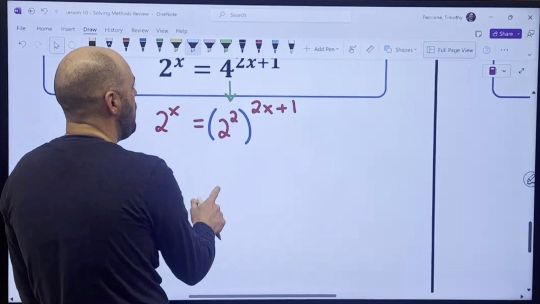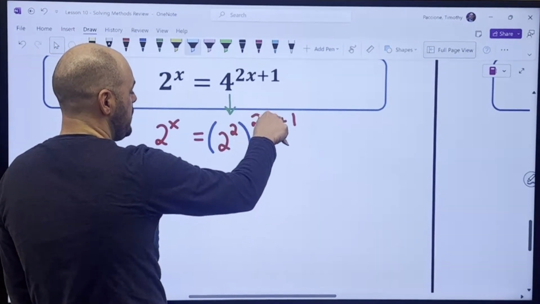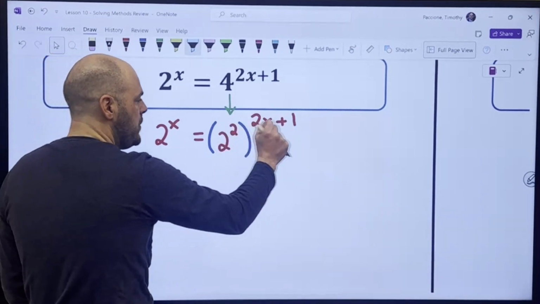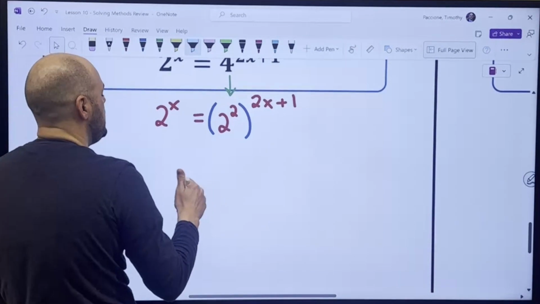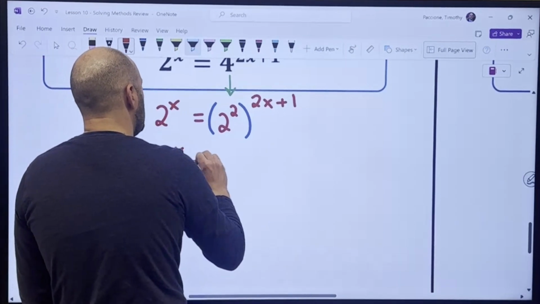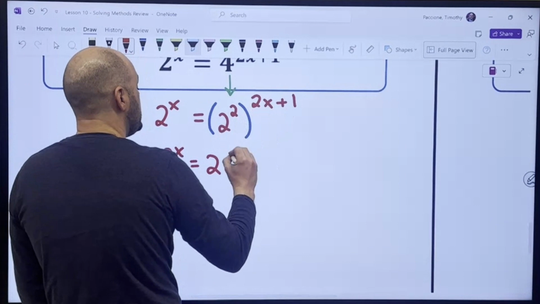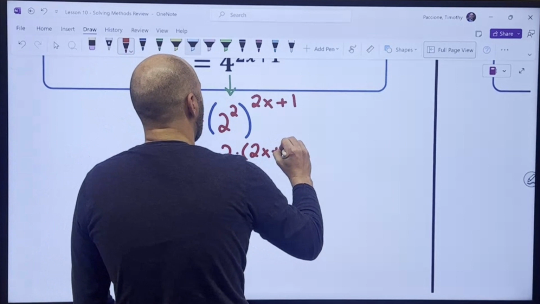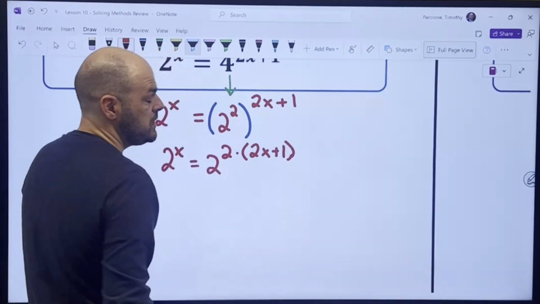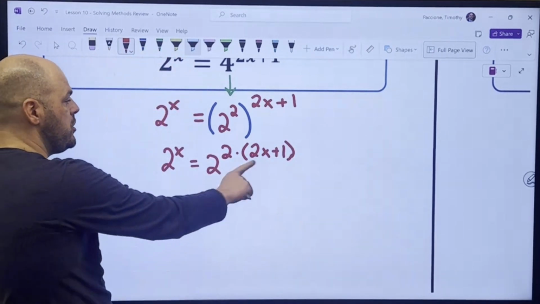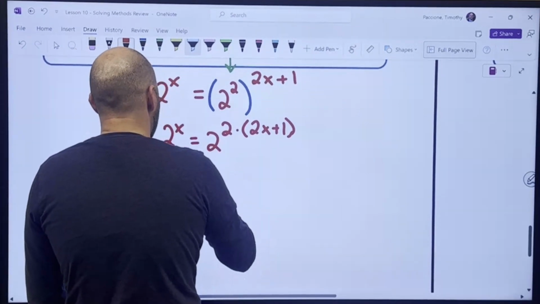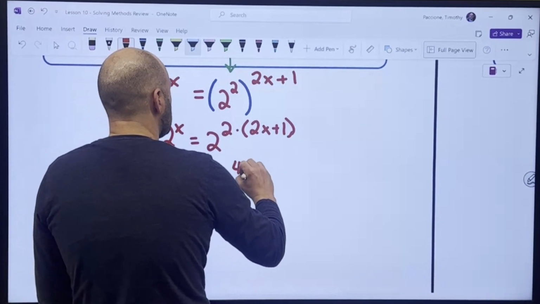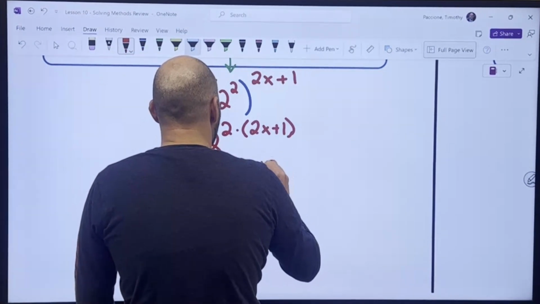Now, power to a power is an exponent to another exponent. It means I multiply. So I multiply this by this, the whole thing. And that looks like this. 2 to the x equals 2 to the this times this, so that's 2 times 2x plus 1. The whole thing, meaning I need parentheses. Now I just distribute that 2. I get 2 to the x equals 2 to the 4x plus 2. And there we go.